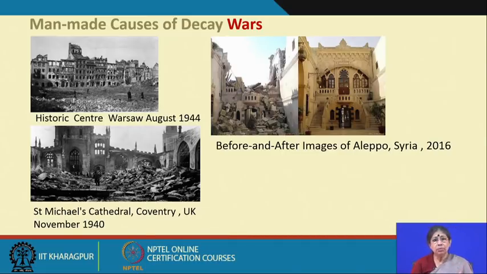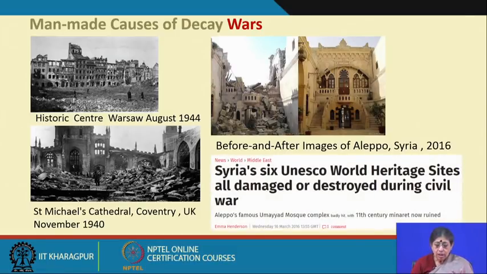The before image is a beautiful World Heritage Site. It was a beautiful city, with a lot of heritage structures, and you can see what has happened to those structures after the civil war. It is now a ghost town. It is written here in one of the news reports that Syria's six UNESCO World Heritage Sites were all damaged or destroyed during the civil war, and we are not going to get them back.